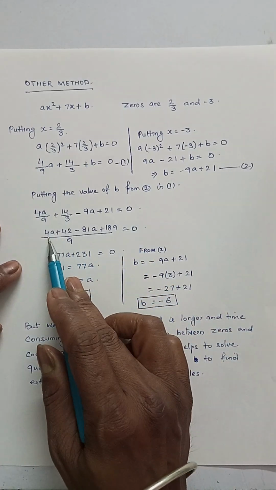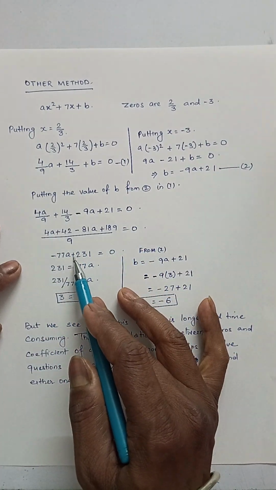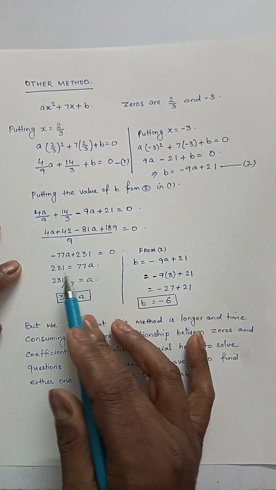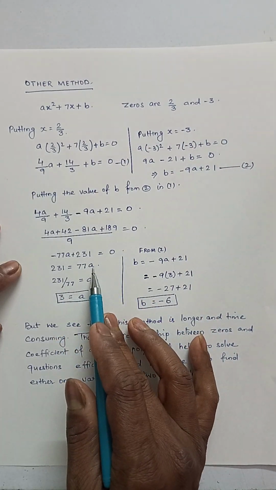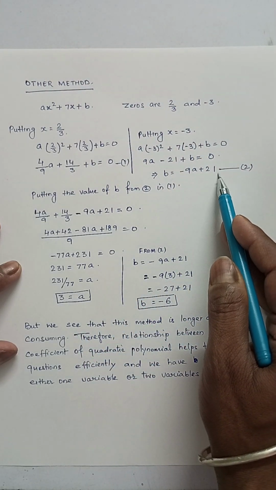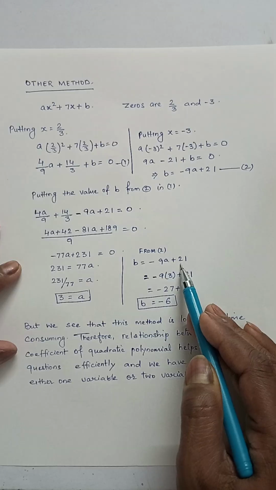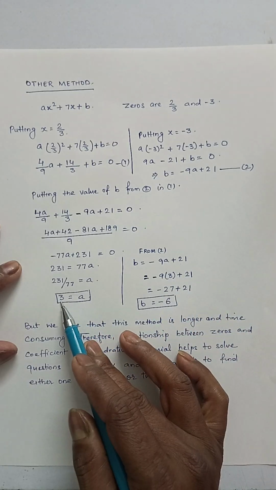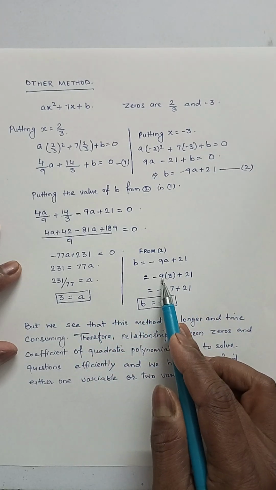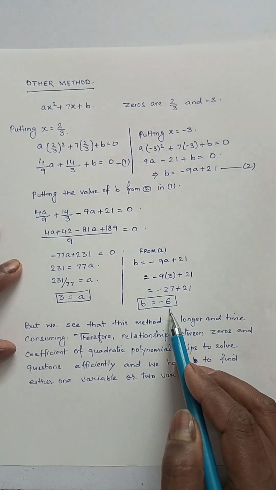Taking the LCM, we solve this equation and we get minus 77a plus 231 equals 0, or 231 equals 77a, or a equals 3. Now from equation 2, we write b equals minus 9a plus 21. Putting the value of a equals 3, we get minus 9 into 3 plus 21, that is minus 27 plus 21, or b equals minus 6.